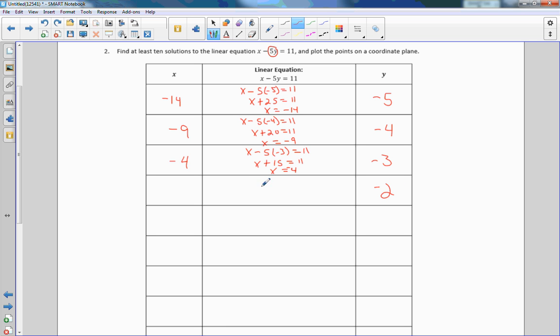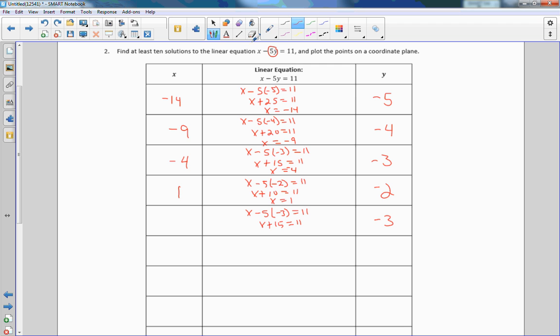Okay, keep going, negative 2. X minus 5 times negative 2 equals 11. X plus 10 equals 11. Subtract 10 from both sides, and x equals 1. Negative 3. X minus 5 times negative 3 equals 11. X plus 15 equals 11.